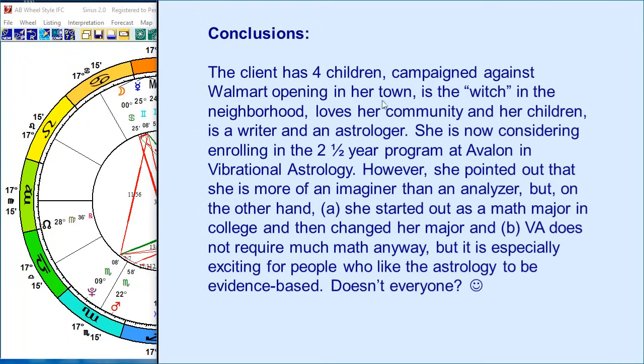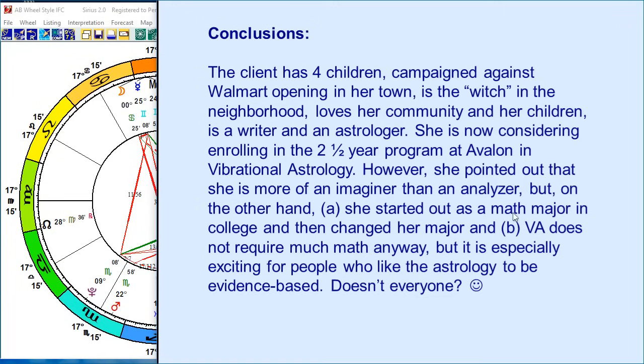Campaigning against Walmart opening in her town is very descriptive of the Venus-Mars, the Sun, Uranus, Pluto, and the 8th harmonic. She is now considering enrolling in the 2.5-year program at Avalon in vibrational astrology. She pointed out that she's more of an imaginer than an analyzer. True. However, she did start as a math major in college, changed her major. Math major, well, she is smart. She has that Mercury, Venus, Mars, a high IQ person. And there must be something else that inclined her to math. I don't know what it was, but she is more of an imaginer, but she's smart.